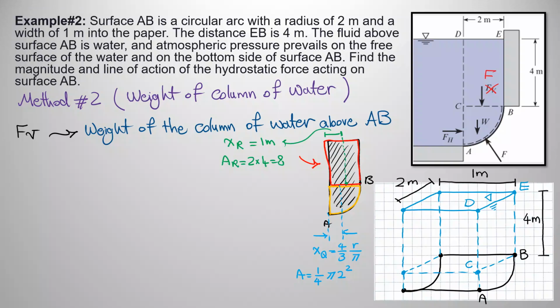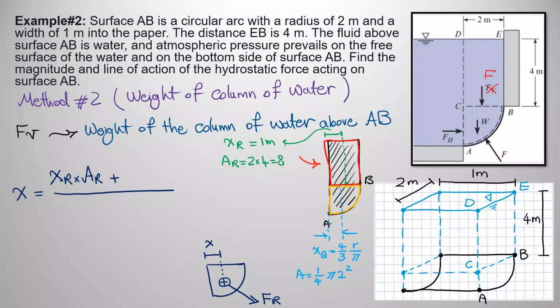Okay, so now the only thing that you need to do is to find the weighted average of these. Weighted average of these will give you the value for x. And remember, what was x? If this is FR, this value was your x, remember? Okay, so to find x, you just need to take the weighted average of these. Weighted average means you have xr times AR plus xq times AQ, divided by AR plus AQ.